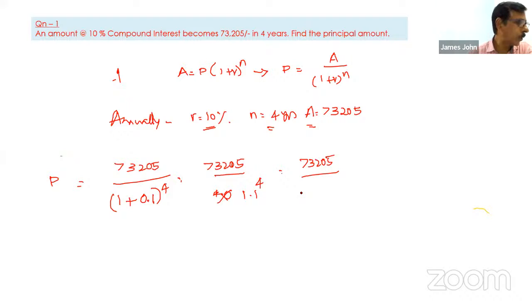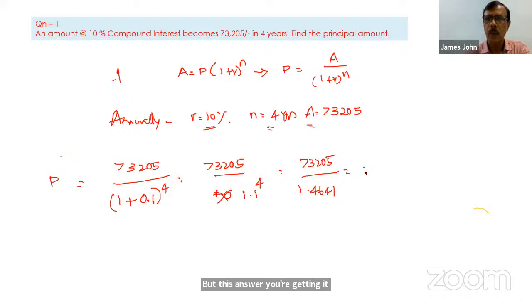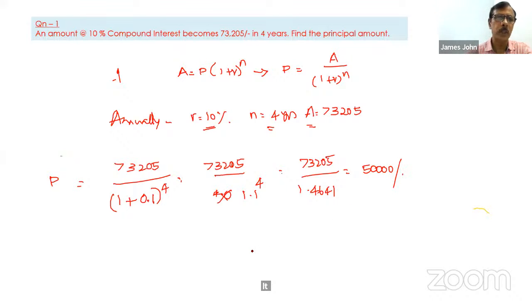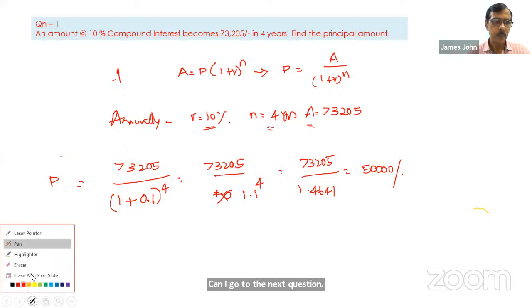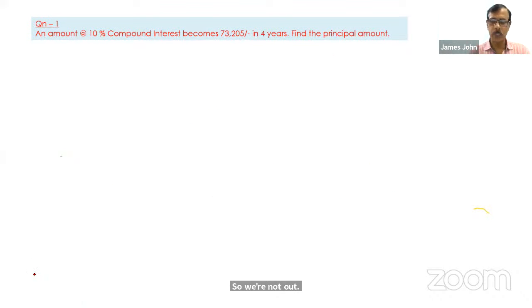How do you get it? 1.1 into 1.1 into 1.1 into 1.1. That is 1.4641. What is the answer you are getting? It is 50,000. Can I go to the next question? Is it clear? No doubt? We'll move on to the next question.